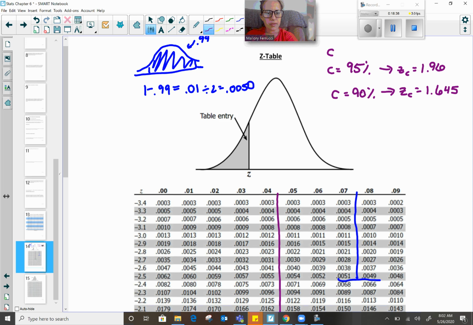So if the C is 99%, then Z sub C is 2.575. Okay, just so that we have it.